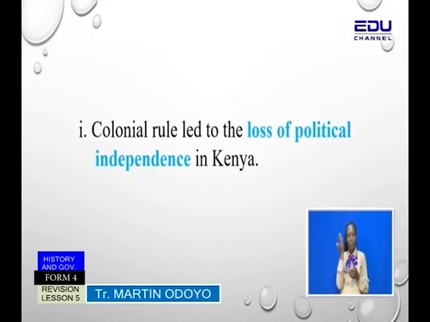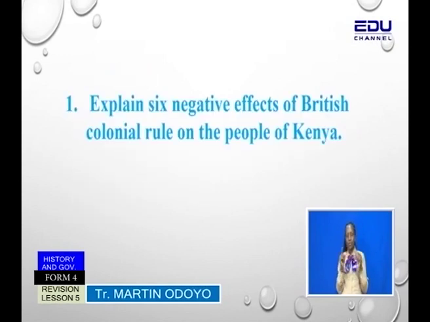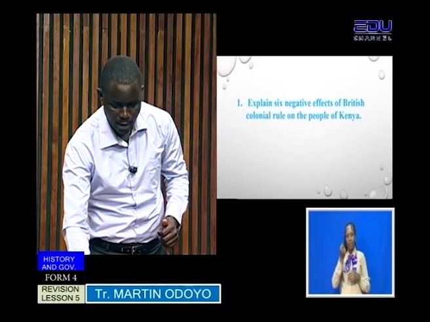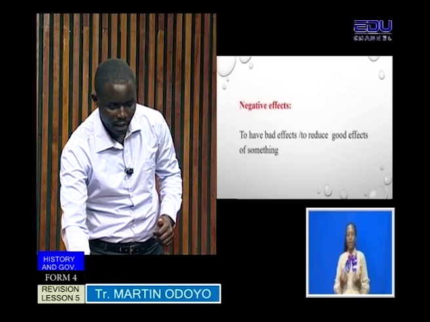So let's now go back and remember what the question wanted. We've already dealt with the key terms. Let's go back a bit and remember our question. The question was: explain 6 negative effects of British colonial rule on the people of Kenya. So we've understood the key terms. Let's now go to what we think were the negative effects.